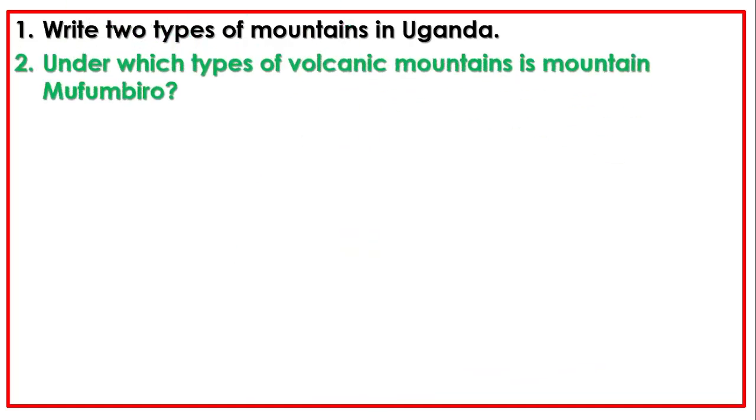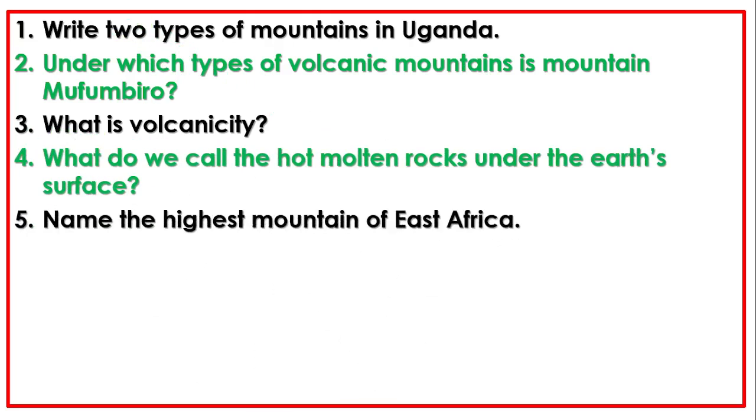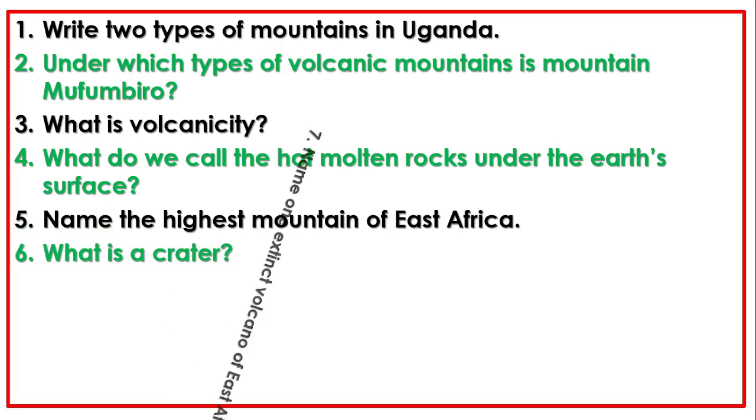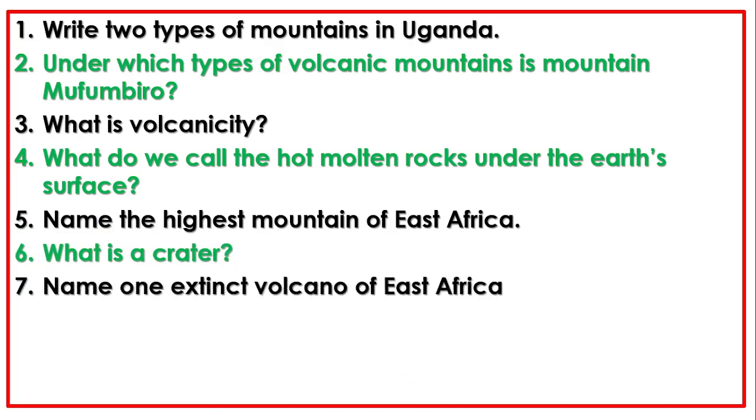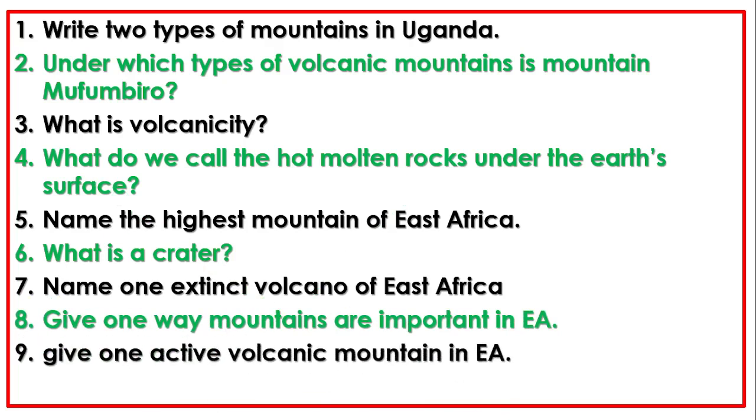Under which type of volcanic mountains is Mountain Mufumbiro? What is volcanicity? What do we call the hot molten rocks under the Earth's surface? Name the highest mountain of East Africa. What is a crater? Name one extinct volcano of East Africa. Give one way in which mountains are important in East Africa. And then give one active volcano or volcanic mountain of East Africa.